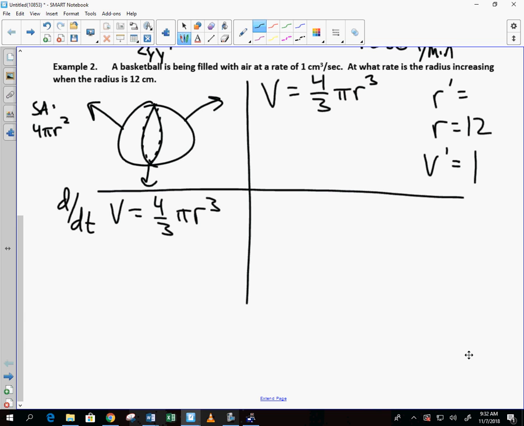What's the derivative of V? 1 times V prime. The derivative of 4/3 pi r cubed is 4 pi r squared r prime.